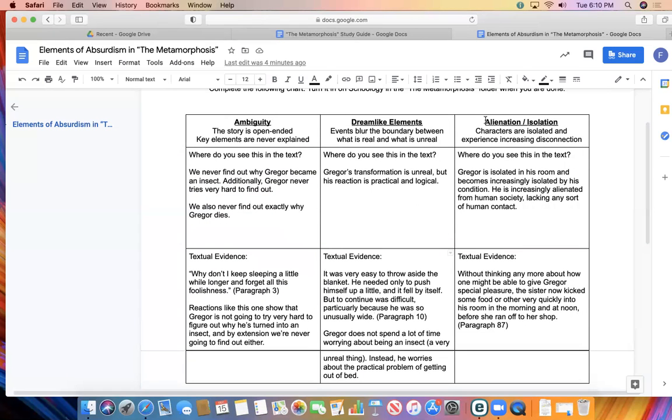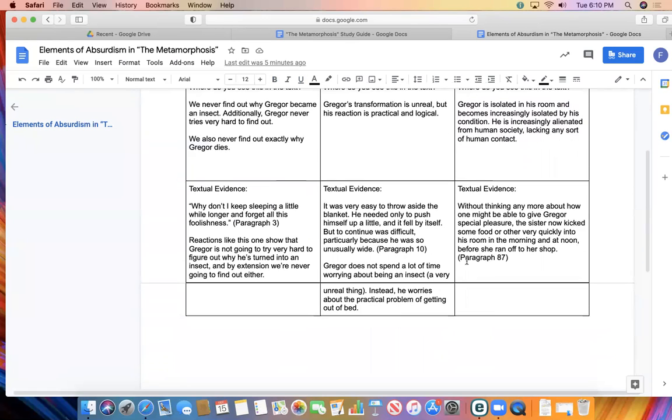And finally, you should see examples of alienation and isolation throughout the story. That is all over the place, especially in part 3. But in general, you have Gregor being isolated in his room and becoming increasingly isolated by his condition specifically. He is alienated from human society and he lacks any human contact. By the end of the story, he really is not seeing anybody.